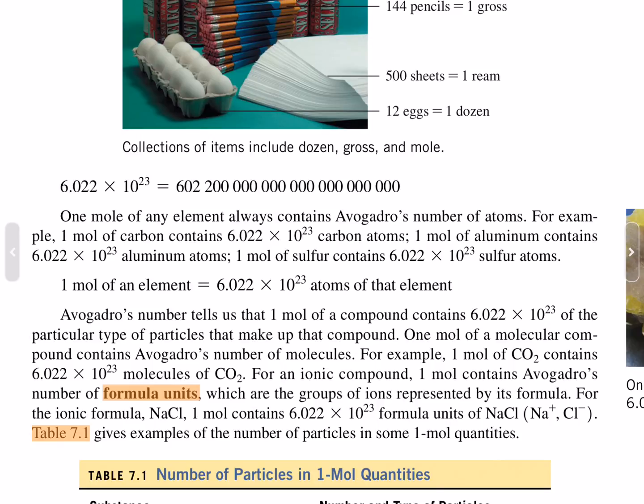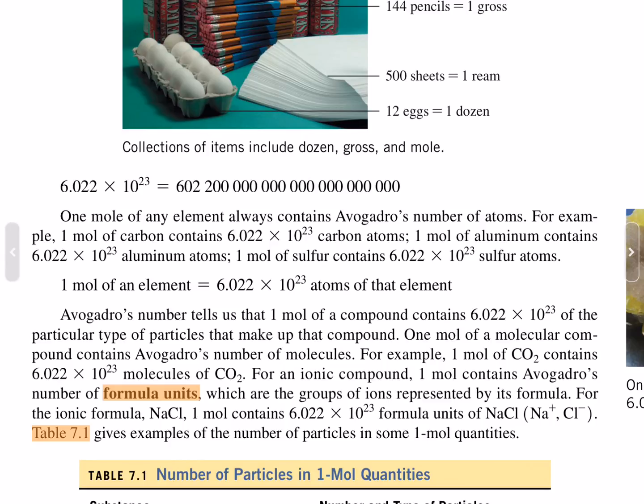6.022 times 10 to the 23rd is 6022 and 20 zeros after it. 1 mole of any element always contains Avogadro's number of atoms. For example, 1 mole of carbon contains 6.022 times 10 to the 23rd carbon atoms. 1 mole of aluminum contains 6.022 times 10 to the 23rd aluminum atoms. 1 mole of sulfur contains 6.022 times 10 to the 23rd sulfur atoms. 1 mole of an element equals 6.022 times 10 to the 23rd atoms of that element.